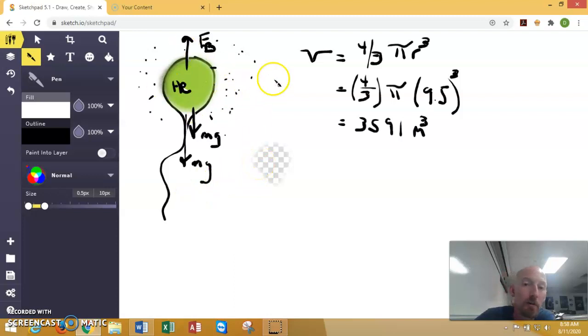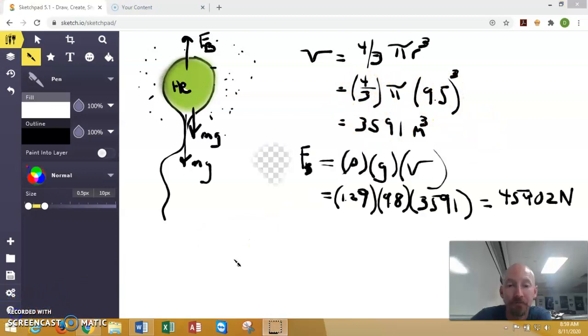So the volume of a sphere is 4/3 pi r cubed, right? If you don't know that, you have to look it up. And so I'm going to calculate the volume of my sphere first. Okay, so I'm going to calculate my buoyant force. This is my upward force. It's always good to know which way the forces are going. So my buoyant force is rho GV.